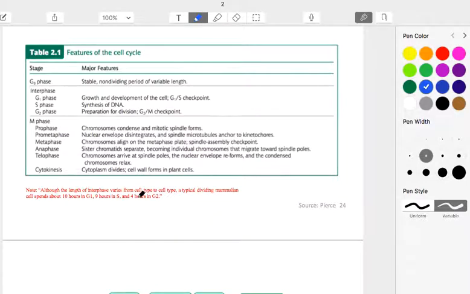Although the length of interphase varies, the cell takes a longer time in one phase than another. Typically, a dividing mammalian cell spends about 10 hours in G1, 9 hours in S phase, and 4 hours in G2. Why does G1 take a longer time? Maybe cell growth is very important here. The cell takes a longer time to grow. How many years does it take to grow? It depends.